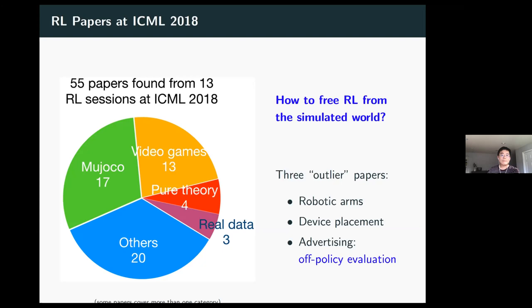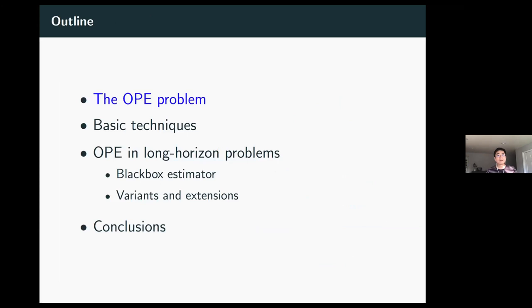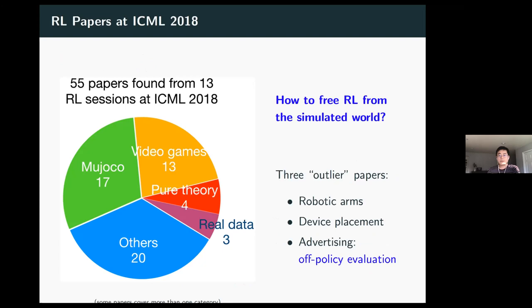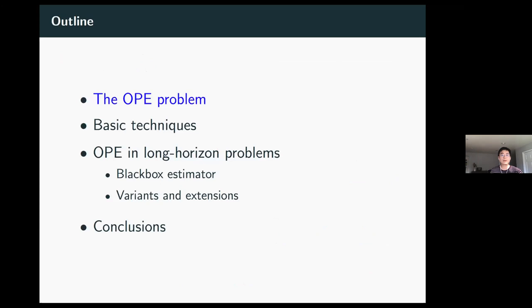So the hope of OPE is that it provides a set of tools or mechanisms to evaluate different RL algorithms based on real data, so that we don't have to restrict our research and work to the simulated world, but we can apply some of these methods to real data and see whether we can solve real problems. These are some of the examples and motivations of why we need to look at OPE, which is to tackle the evaluation problem.